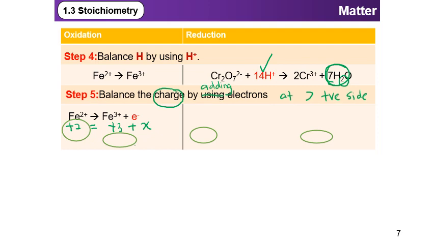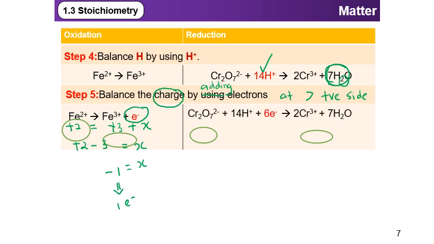Then I will keep it here. x will equal positive 2 minus 3. Doing the mathematics, x equals negative 1. That means 1 electron will be added at the more positive side, which in this case is the right-hand side. Then next we continue to the second half equation.